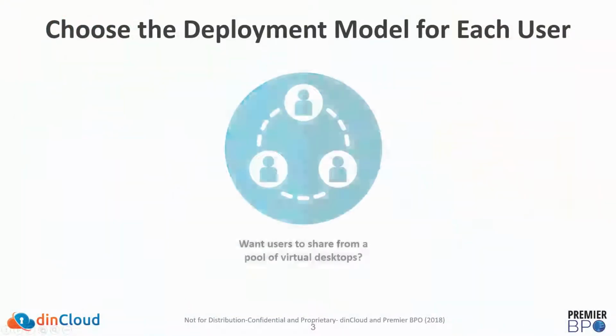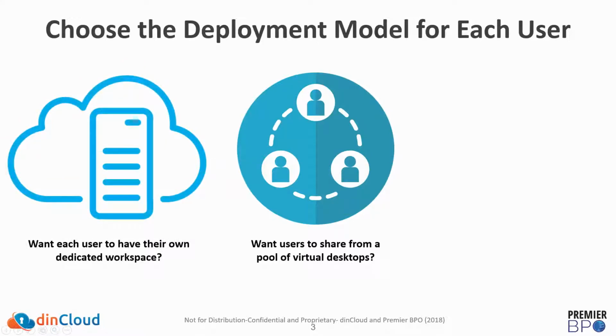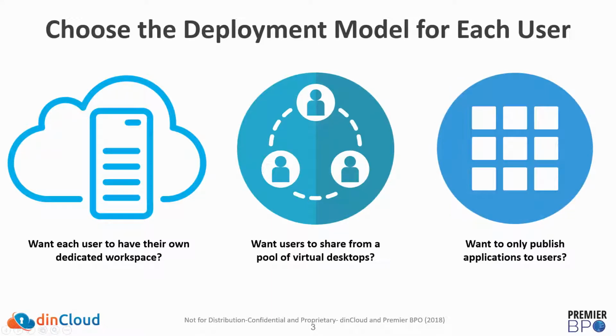The next one is the deployment model at the user level. So you are able to choose our dinCloud desktop as a service. You can say, hey, I only want these people to have RDS, remote desktop sessions. These people are going to be in a shared kiosk mode, whatever it may be, so that you can have a pool of users, you can have dedicated desktops, you can have persistent or non-persistent, which really means does that desktop stay the same every time someone logs in, or does it refresh and recycle each time? Or you might even choose that you only want to publish applications to users. So again, you can choose the type of deployment at the user level with dinCloud.